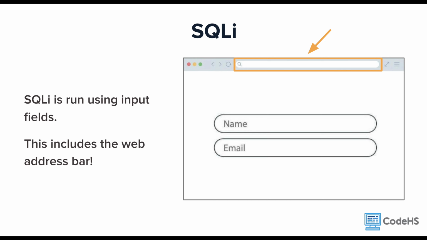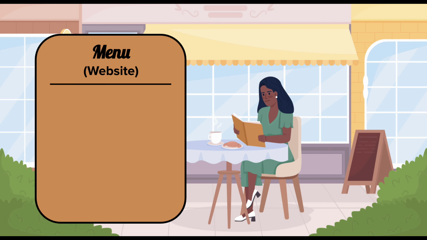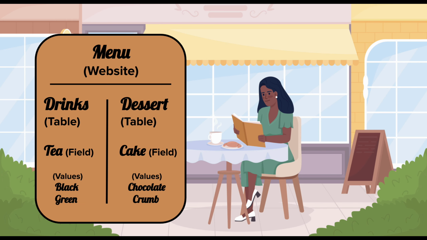Let's take a closer look at the client and server relationship. A client can be compared to a patron in a cafe who orders from a menu. The menu is like the website. There may be portions of this database that are displayed to the client. In this case, the patron can see items from the drinks table and the dessert table. In each table, they can see fields. Here, the field T belongs to the drinks table, and the field cake belongs to the dessert table. The values listed for the T field are black tea and green tea. The values listed for the cake field are chocolate cake and crumb cake.